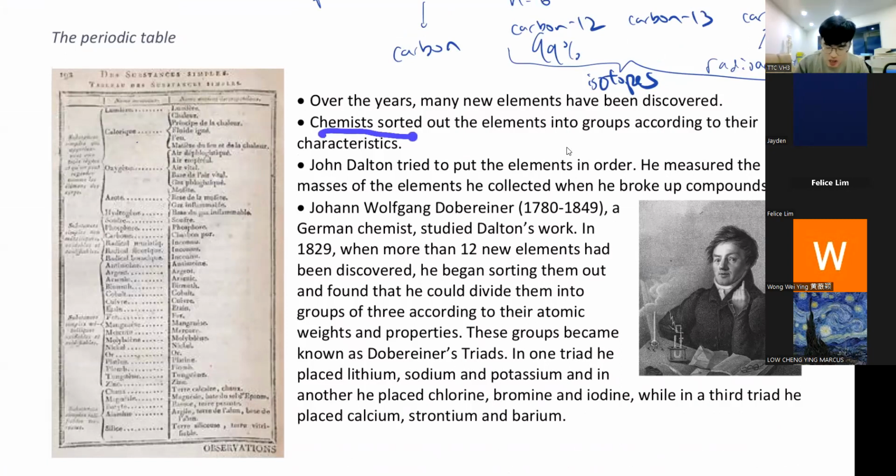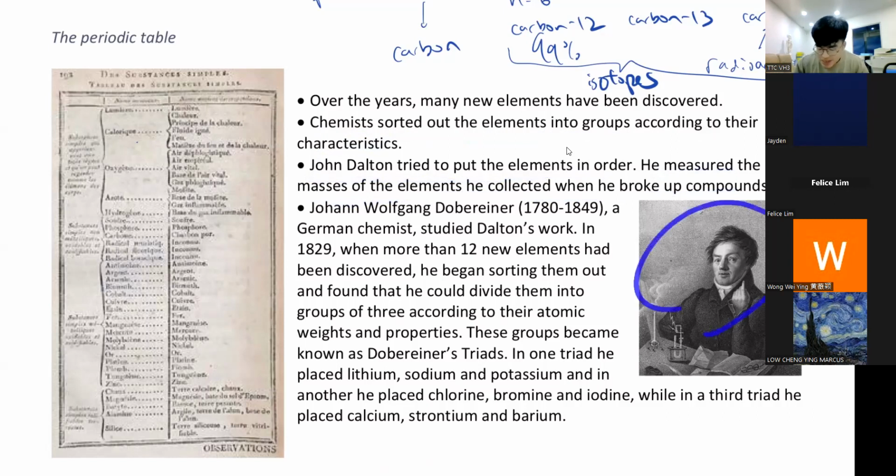Scientists sorted the elements into groups according to their characteristics. Nobody had any idea how to arrange them. Should they arrange them by alphabet? By proton number? By neutron number? Back then, nobody knew what a proton was, so they were just guessing around. John Dalton tried to put the elements in order. He measured the masses of the elements collected when he broke up compounds, so he tried to arrange them by mass. Apparently it didn't work.